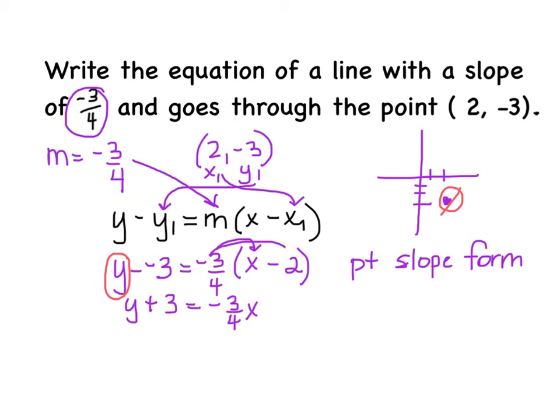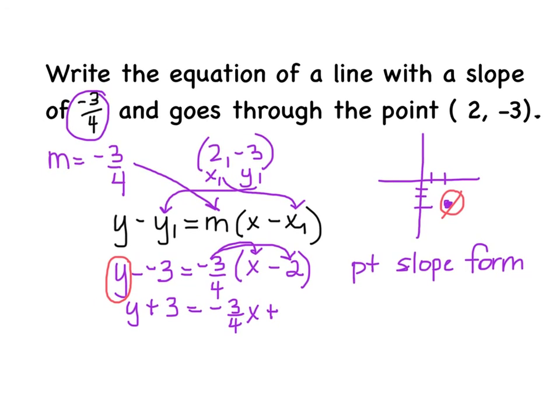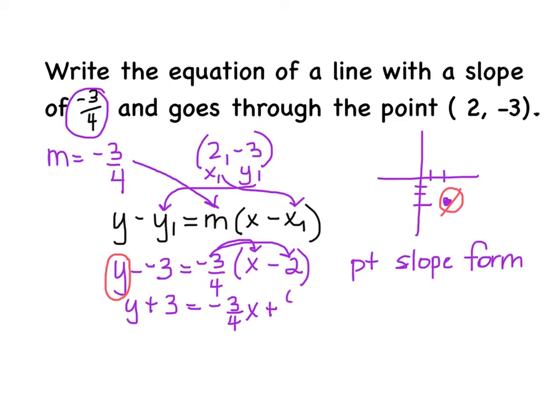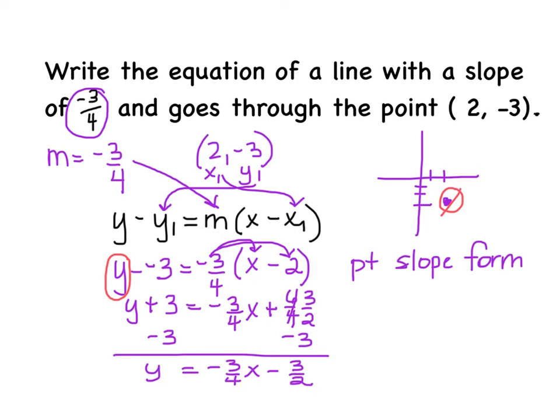Now a negative times a negative is going to give me a positive, and this is going to give me positive 6 over 4, which is really 3 over 2. Now I'm going to subtract 3 from both sides, and I get y equals -3 over 4x minus 3 over 2. And this would be my answer in slope-intercept form.